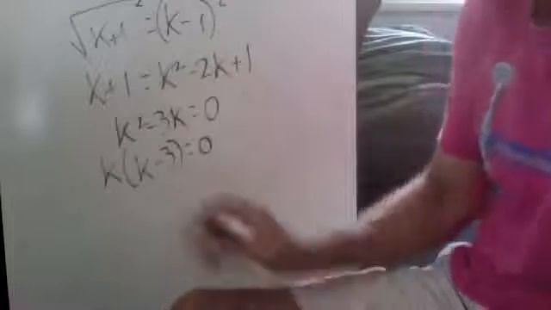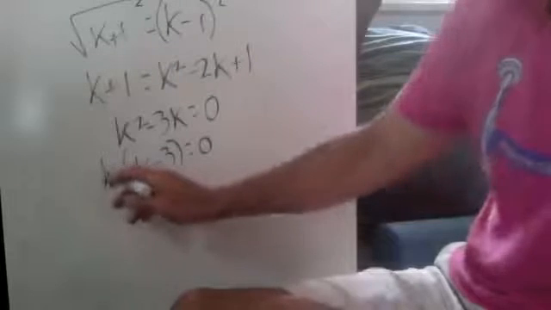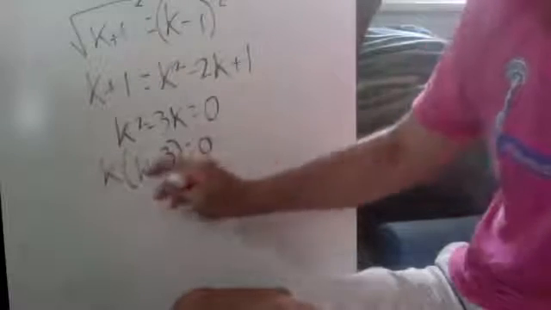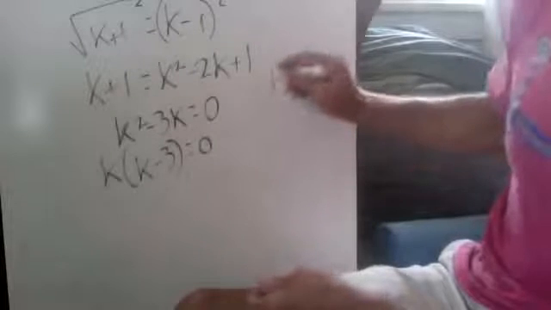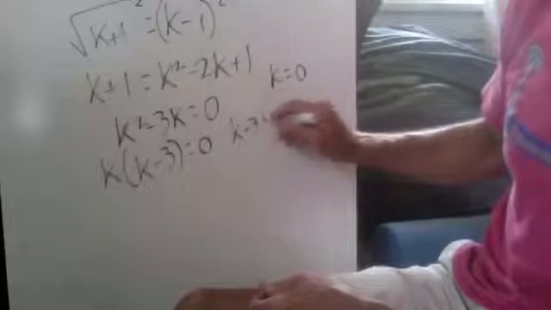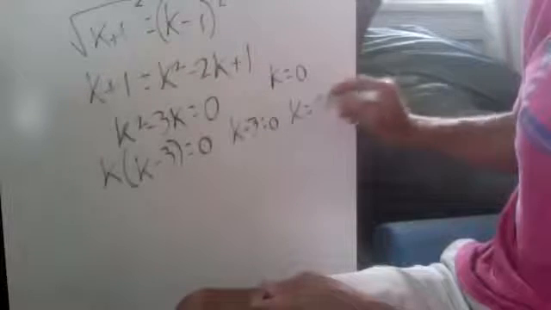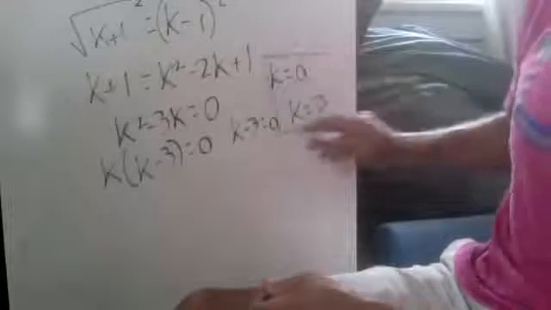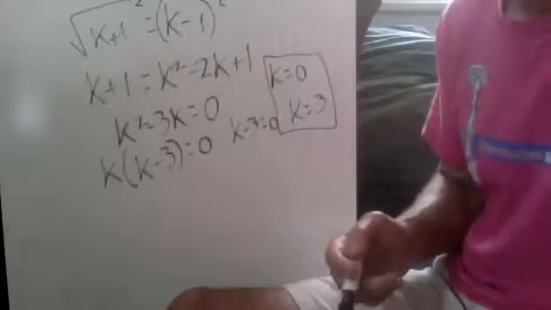Now I'm kind of set up to do the zero product property. So either this equals 0 or this equals 0. Well, so I'll write k equals 0. That's one of my answers. And then if k minus 3 equals 0, when I solve that, k equals 3. So there's my two answers I get by solving it. Now I'm going to have to go back and check these. Before I squared it, this is my original problem. So let me put both these in here and check them out.